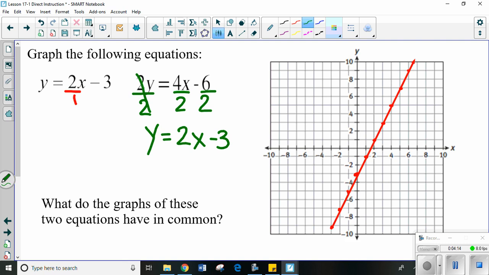So our two learning targets are solving a system of linear equations by graphing and then interpreting the solution of a system of linear equations.